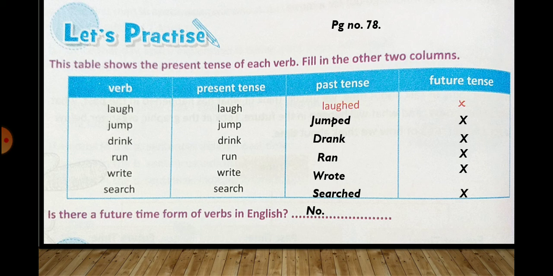And in the column of future tense you are going to put a cross, because we don't have any future tense form. So is there a future tense form of verbs in English? Question mark. In the dash or in the blank space you will write down no.